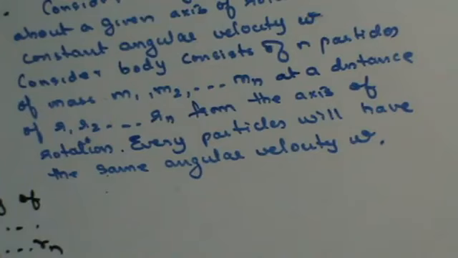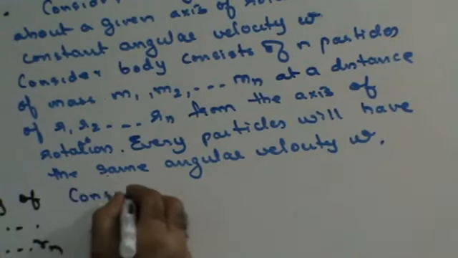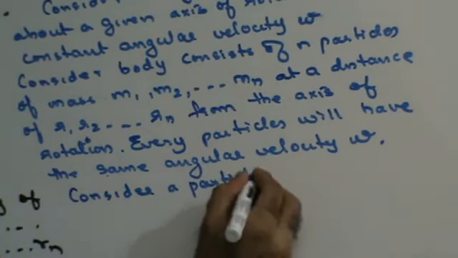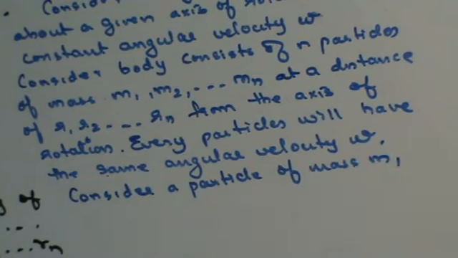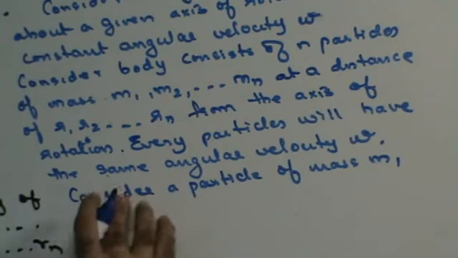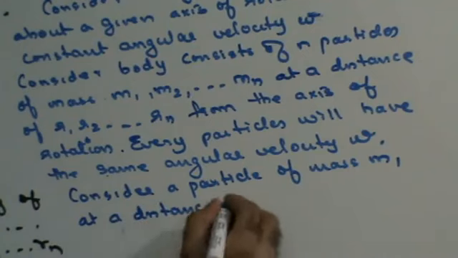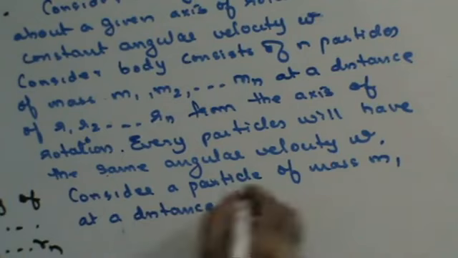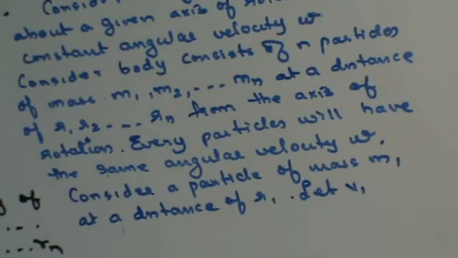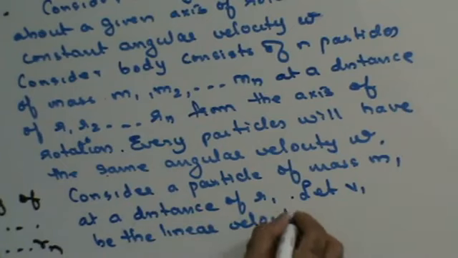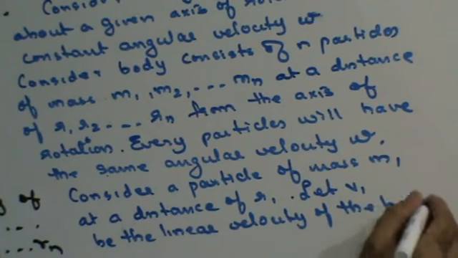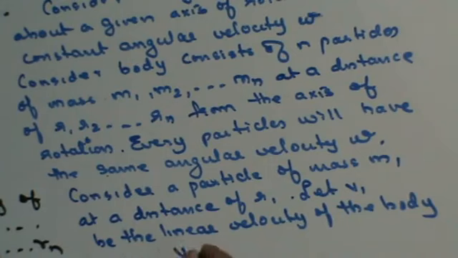Let's just consider one particle of mass m1 at a distance of r1. Let v1 be the linear velocity of the particle. We know the relationship between linear velocity and angular velocity: v is equal to r omega. So v1 is equal to r1 omega.